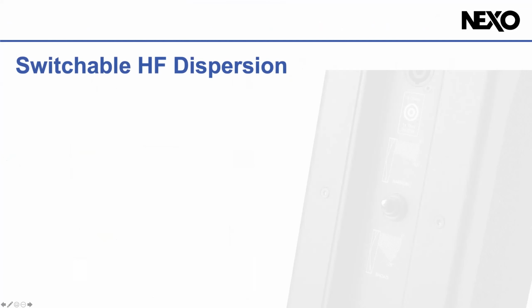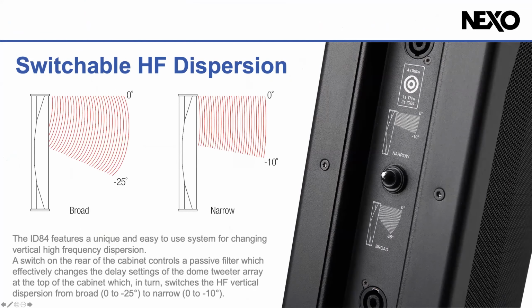One of the great things about this, and something you're going to see a trend in the ID series lineup, is switchable control of your high frequency dispersion. Directivity and control of directivity is very, very important to Nexo, and you will see that in the entirety of this lineup, including the addition into our full blown line arrays and coaxial point source, with other options for being able to choose patterns that fit your type of application correctly.